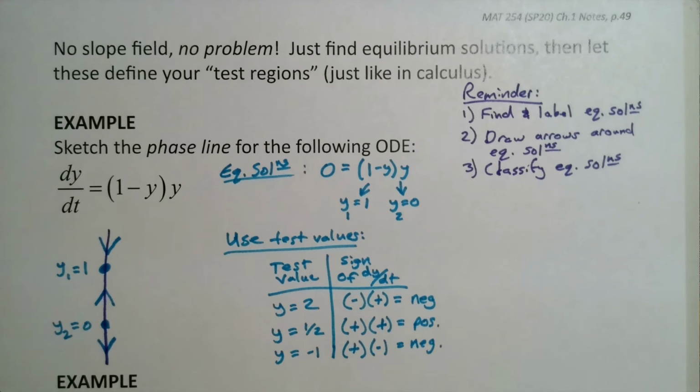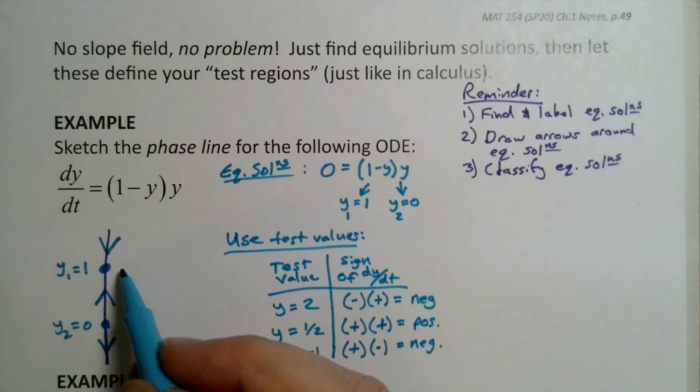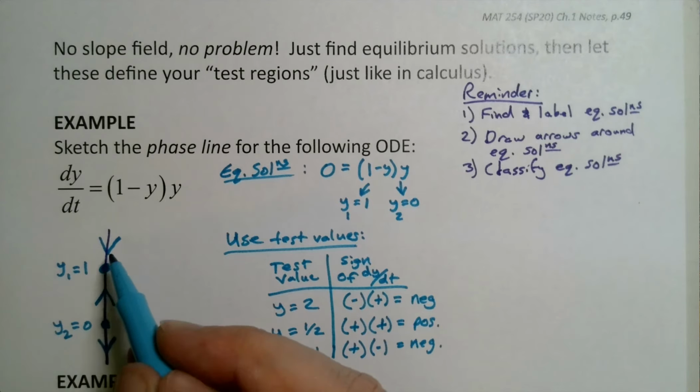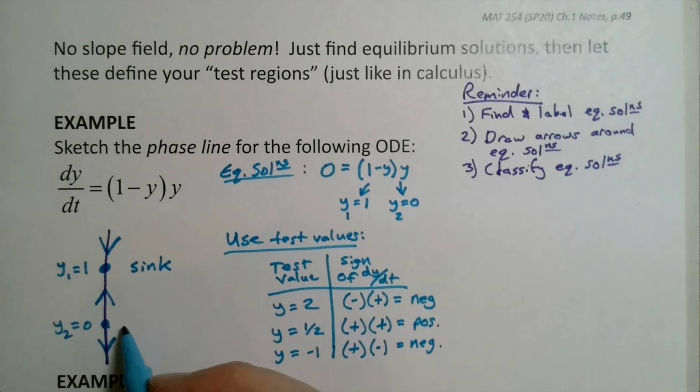And then the last step in this process is to classify each one of these equilibrium solutions. And this one, it looks like everything's going towards it, so I'd call that a sink. And this one, everything's going away from it, so I'd call it a source. So that's one example of how we could draw a phase line.